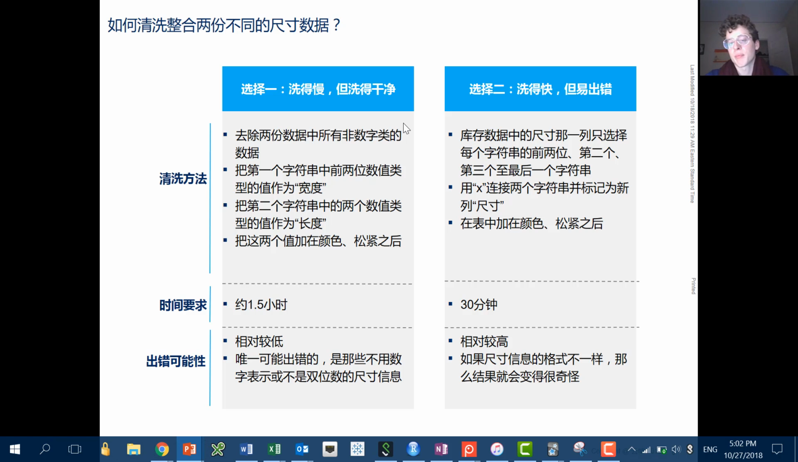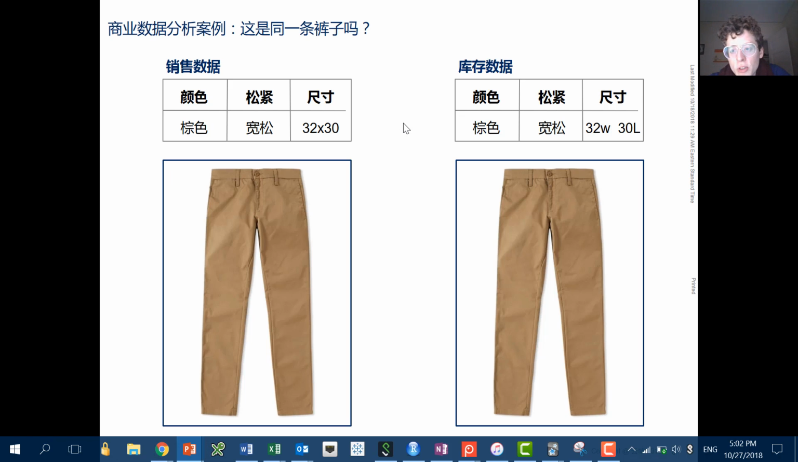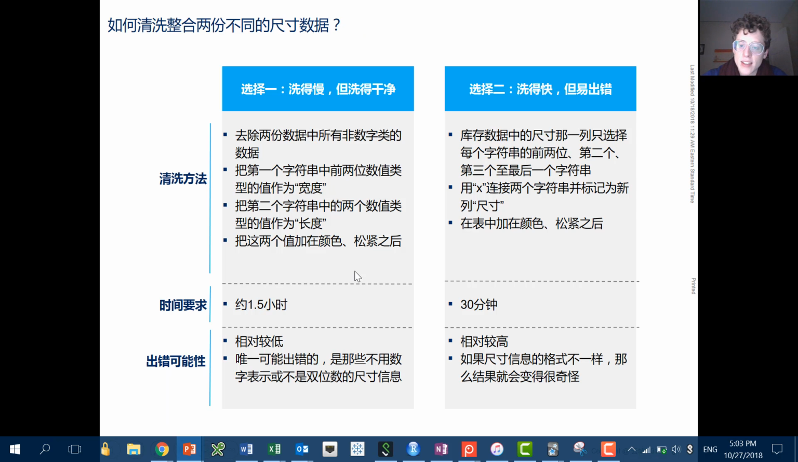But there's a problem. The problem is that you don't know if this is actually going to work for all the variations. So what if you have a size that is not two numbers? What if it's 8W space 30L? In this case, you would extract the 8W x 30, and that would be wrong because this side would just be 8x30. So the second solution is fast, but it's not perfect.